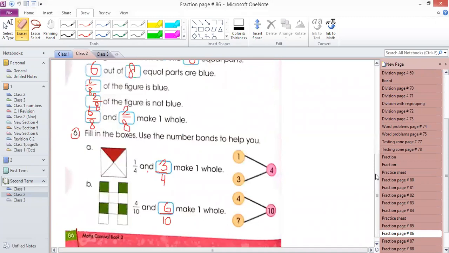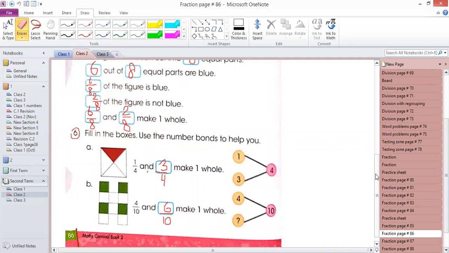Question number 6 was fill in the boxes using the number bonds to help you. 1/4 and dash will make one whole. So guys, to make one whole, there should be the same numerator and denominator. The denominator is 4. But to make the numerator the same, what should you add to 1 so that it becomes 4? So 1 and 3 makes 4. That's why the answer will be 3/4. 1/4 and 3/4 will make one whole.